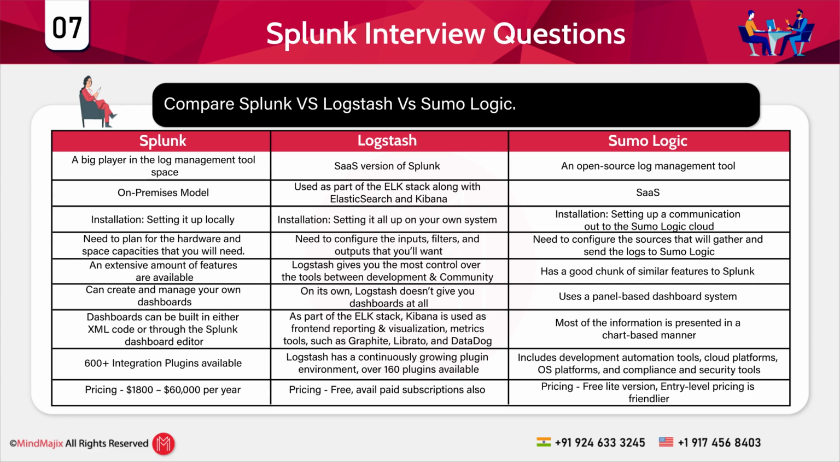So guys, the last but not the least, the next point is pricing. So for Splunk, you have $1,800 to $60,000 per year, which is pretty much expensive. For Logstash, it is free, as well as you can avail paid subscriptions in case you want. For Sumo Logic, there is a free light version which is present, and the entry level pricing is also very much budget friendly. Okay, so guys, this was a comparison between Splunk, Logstash, and Sumo Logic.